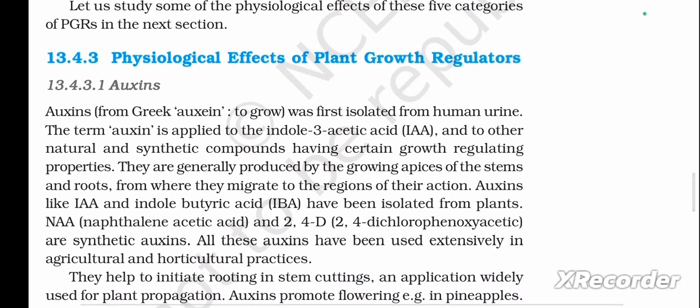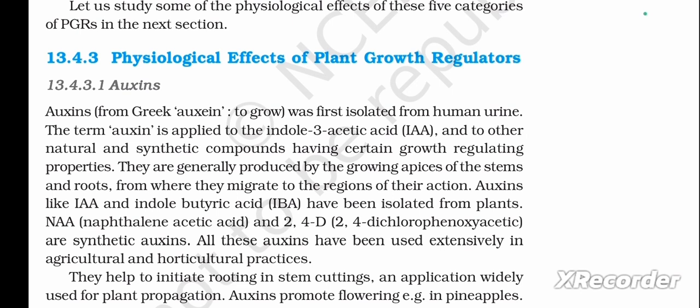Next is 13.4.3, physiological effects of plant growth regulators. First one is auxins. Auxins, from Greek auxein, to grow, was first isolated from human urine. The term auxin is applied to the indole-3-acetic acid, IAA, and to the other natural and synthetic compounds having certain growth regulating properties. They are generally produced by the growing apices of the stems and roots, from where they migrate to the regions of their action.